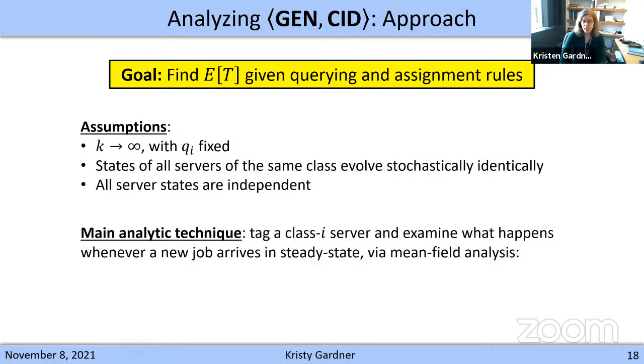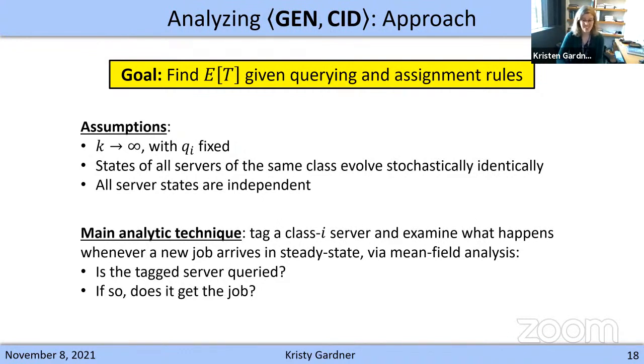So our main approach here is to tag a class I server and look at what happens when a new job arrives in steady state. We're going to ask ourselves, is the tag server queried? And if so, does it get assigned the job?